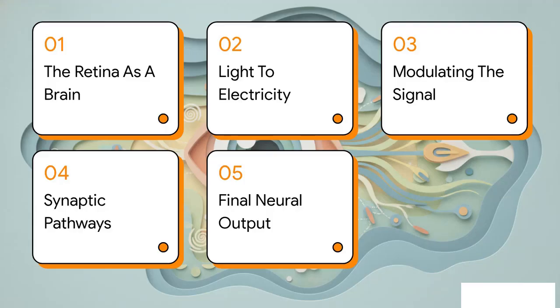To make sense of this biological circuit board, we've got 5 key items on our agenda today. 1. The retina as a brain. 2. Translating light to electricity. 3. Modulating the visual signal. 4. Synapses and clinical maps. And 5. The final neural output.